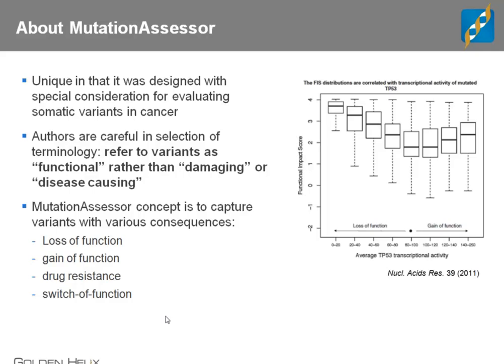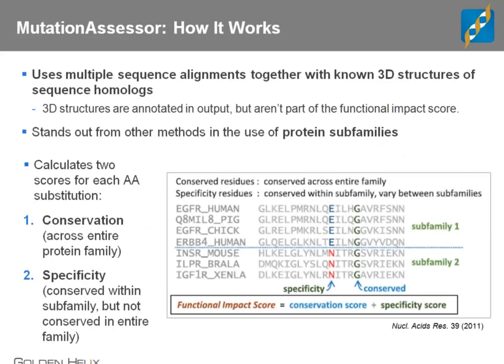So if we look at how it works and what it does differently than the others, it uses multiple sequence alignments together with 3D structures to some extent, although it seems that the 3D structures are really just annotated in the output rather than being calculated as part of the impact score. But it stands out from others in the way it uses protein subfamilies. And it calculates 2 scores for each amino acid. There's the overall conservation score.